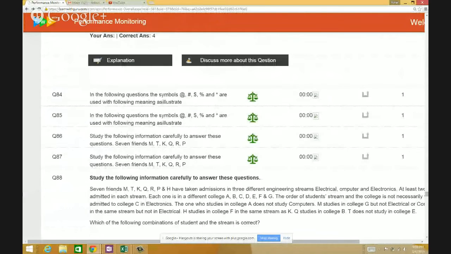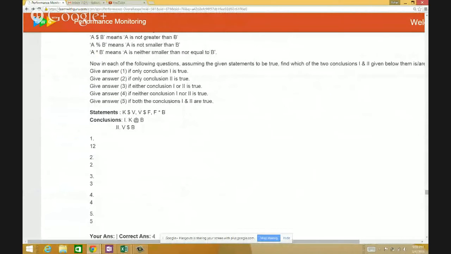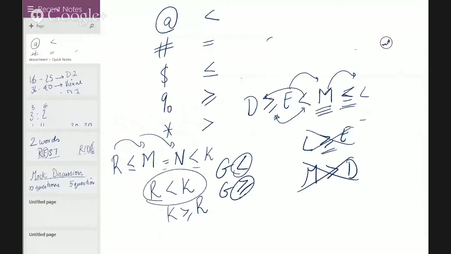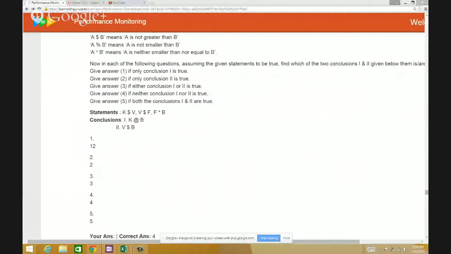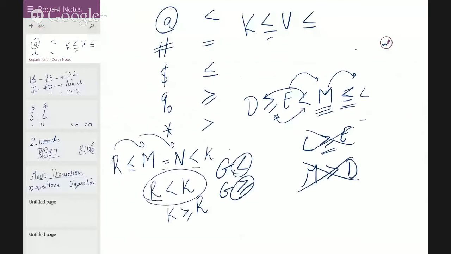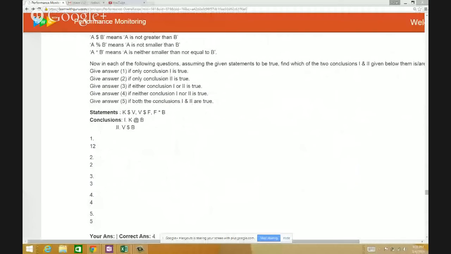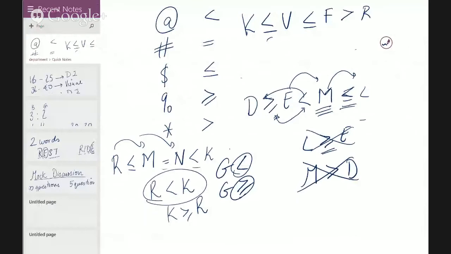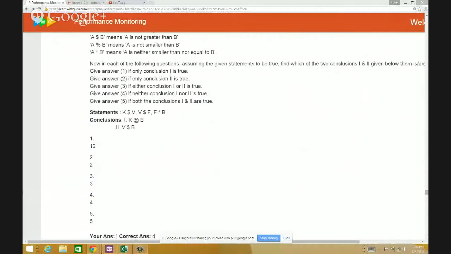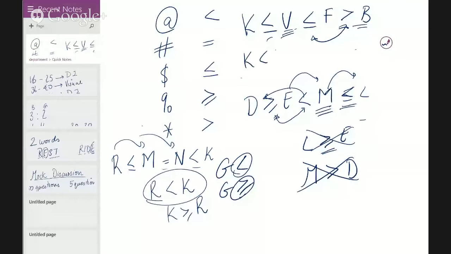All right. One more. K dollar V is this. V dollar F is this. And F star B is this. One change in sign. Cannot conclude anything between V and B. Second conclusion is gone. K at the rate B, K less than B. Cannot conclude anything between K and B also. So V and B cannot conclude, K and B cannot conclude with the change in sign.